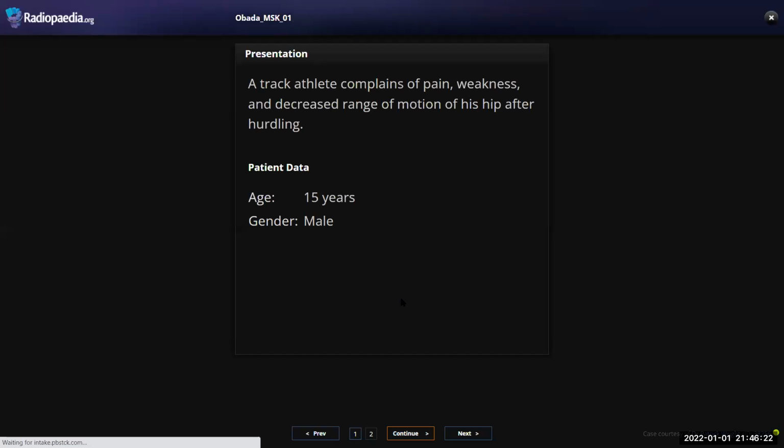A track athlete complains of pain, weakness, and decreased range of movement of his hip after hurdling. 15 years, male.